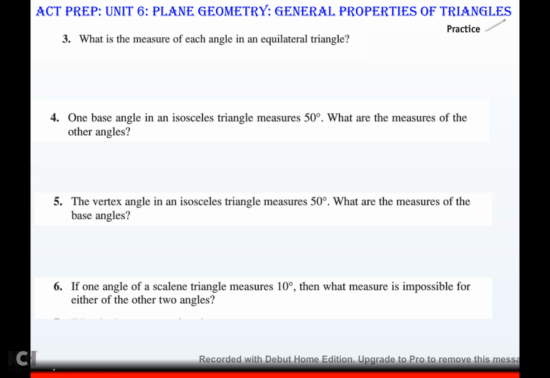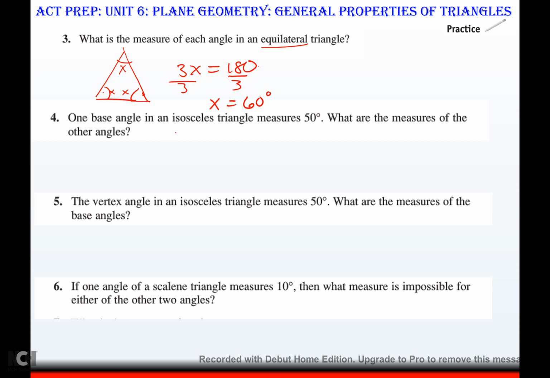Okay. 3, what is the measure of each angle in an equilateral triangle? Equilateral means all 3 angles are equal, and so I can call them all x, which says that 3x has to equal 180, because x plus x plus x is 3x, and the 3 angles have to add up to 180. Divide by 3. Each angle has to be 60 degrees.